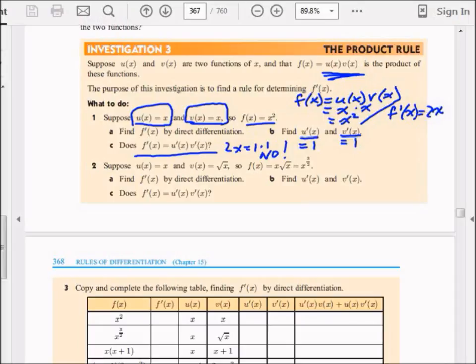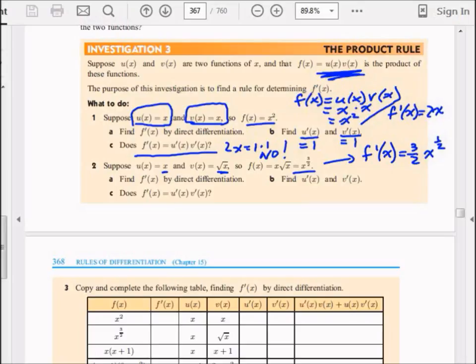Number 2, suppose u of x equals x. v of x is the root of x, so that when we put those together, multiplying them like up here in our function, we're saying that it's x multiplied by root of x. Here it is. In other words, we could say x to the power of 3 over 2. Find by direct differentiation the derivative of f. The derivative of f would be 3 over 2 x to the power of 1 over 2. Decrease that fraction by 1.